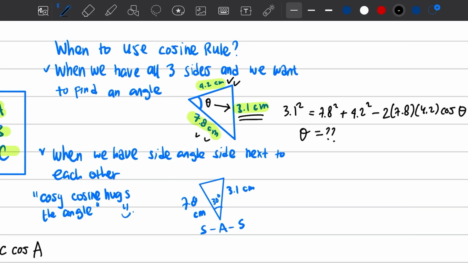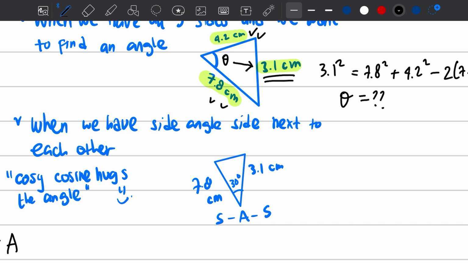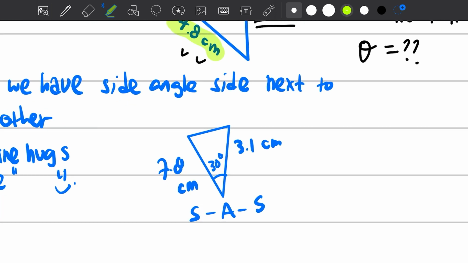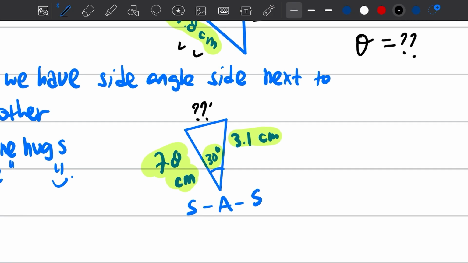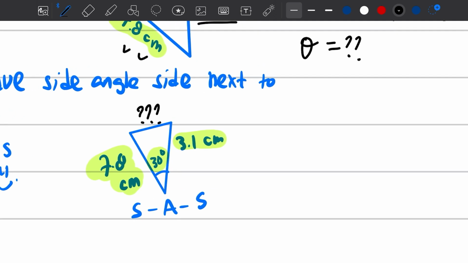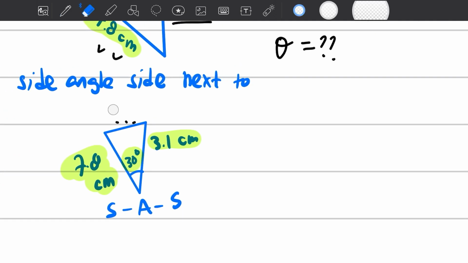The second case, when we have side angle side next to each other, or I can say the angle is hugged by two sides. So for example, I have two sides, 7.8 and 3.1, and I know the value of the angle that is in between these two sides. We call it side angle side next to each other, the angle being hugged by two sides. If we know this and we want to find the third side, we can use the formula of the cosine rule.